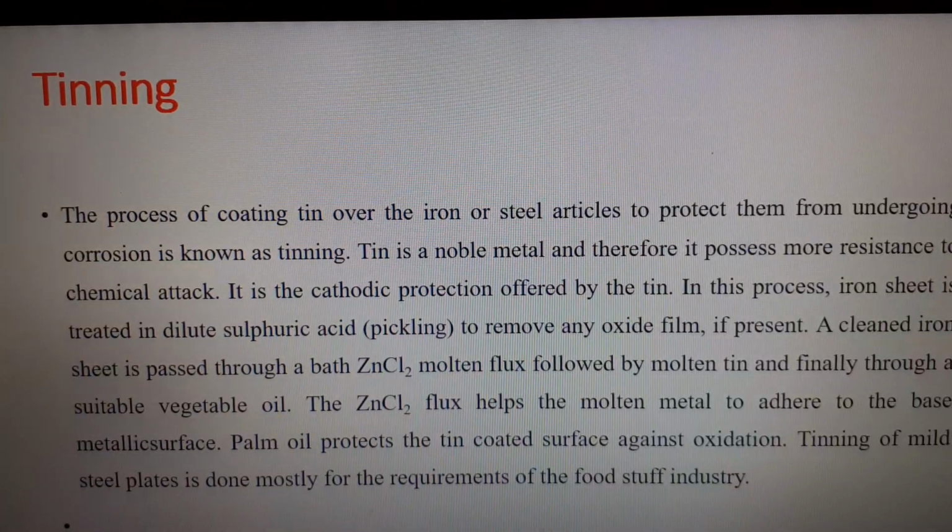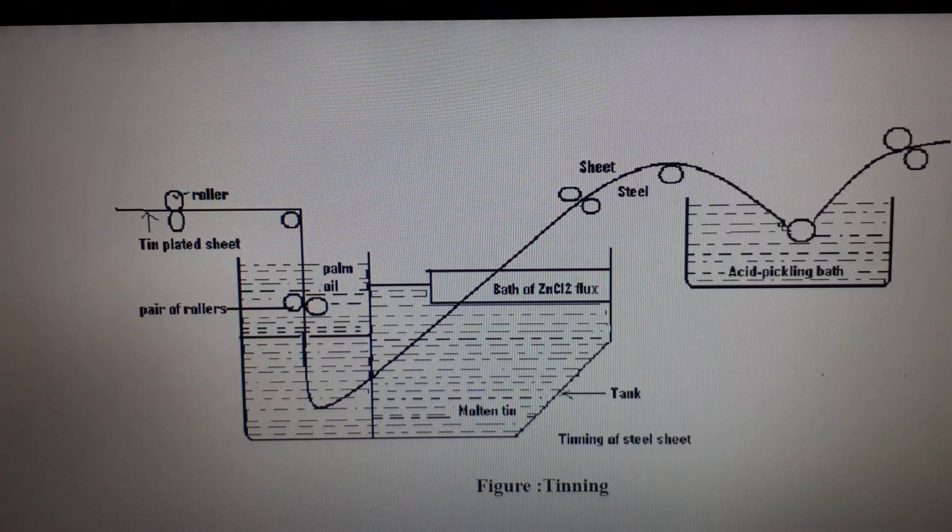Now the next is tinning. Tinning is a coating of tin over iron or steel articles. The process consists of first treating the steel sheet with dilute sulfuric acid, which is known as pickling, to remove any oxide if it is there. After this, it is passed to a bath of zinc chloride flux. This helps the molten metal to adhere to the metal sheet.